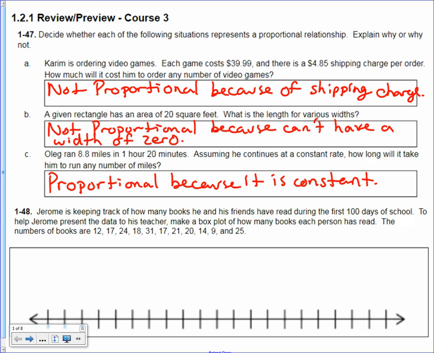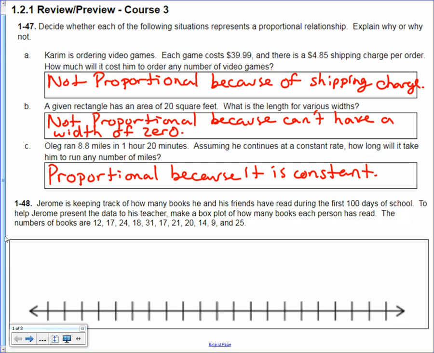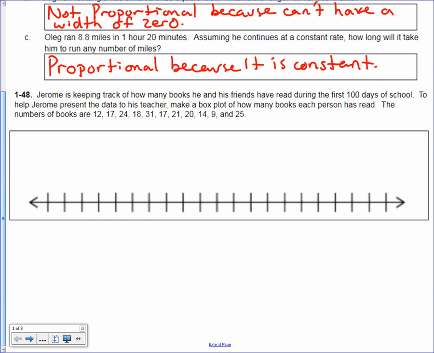Okay. Problem number 48, you are making a box and whisker plot. Jerome is keeping track of how many books he and his friends have read during the first 100 days of school. To help Jerome present the data to his teacher, make a box plot of how many books each person has read. So the first thing we need to do is put the numbers in order. So I just did that right here.